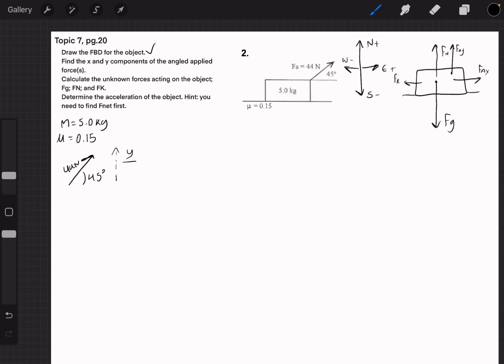So first, let us find the y component. We're going to use sine, because sine is equal to opposite over hypotenuse, and we're trying to find the opposite here. Sine of 45 degrees equals opposite over 44 newtons. So 44 newtons times sine of 45 degrees equals the opposite, or our y for our applied force. I'm going to punch that into my calculator.